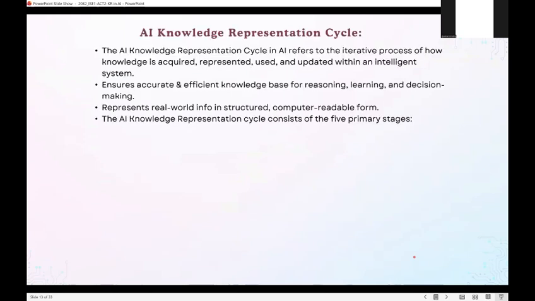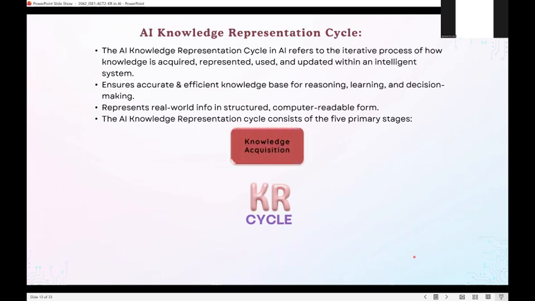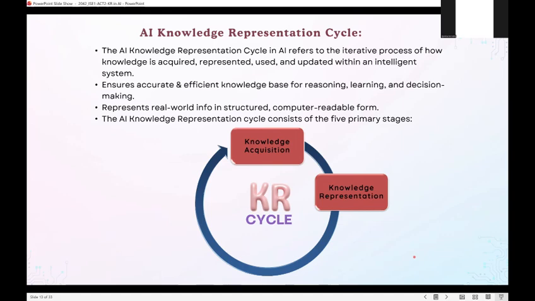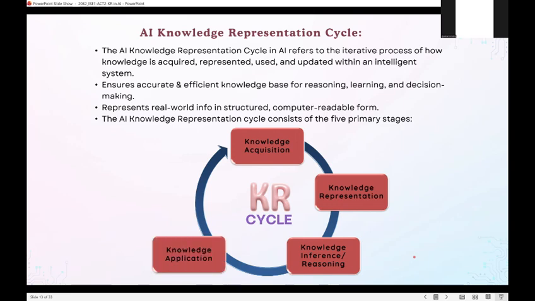So AI doesn't just store the knowledge, it keeps improving it. The knowledge representation cycle goes through five steps. The first is knowledge acquisition, in which we acquire the data. The next is knowledge representation, in which we represent the knowledge which we have. The next is knowledge inference or reasoning, in which we make use of the knowledge. The next is knowledge application. The last one is knowledge updation. And this is a cycle which forms a perfect AI agent. This loop lets AI learn continuously, just like humans refining their understanding over time and experience.